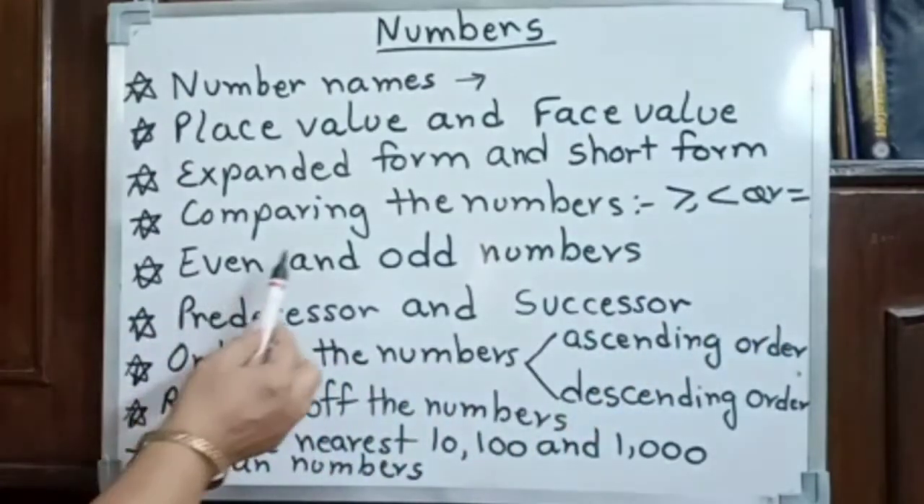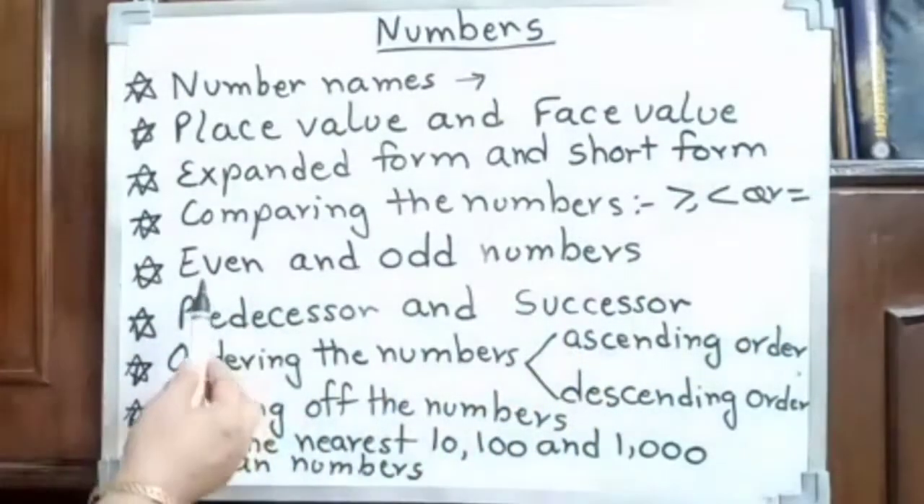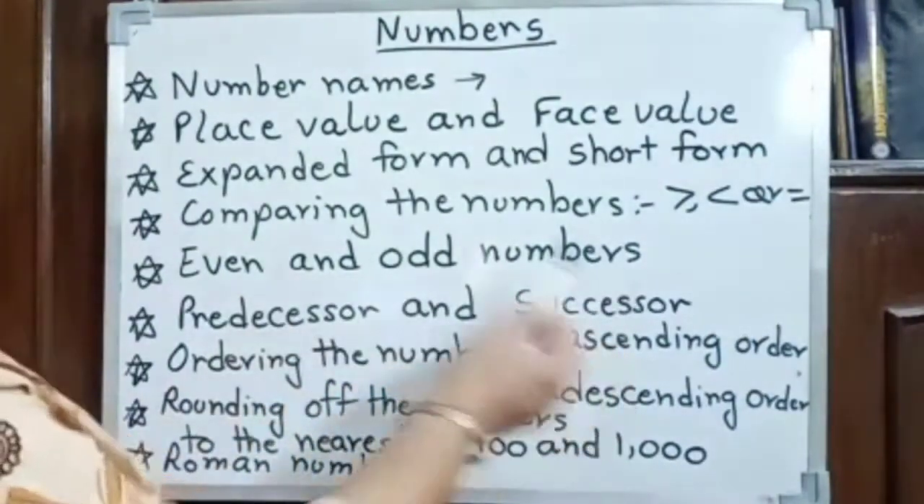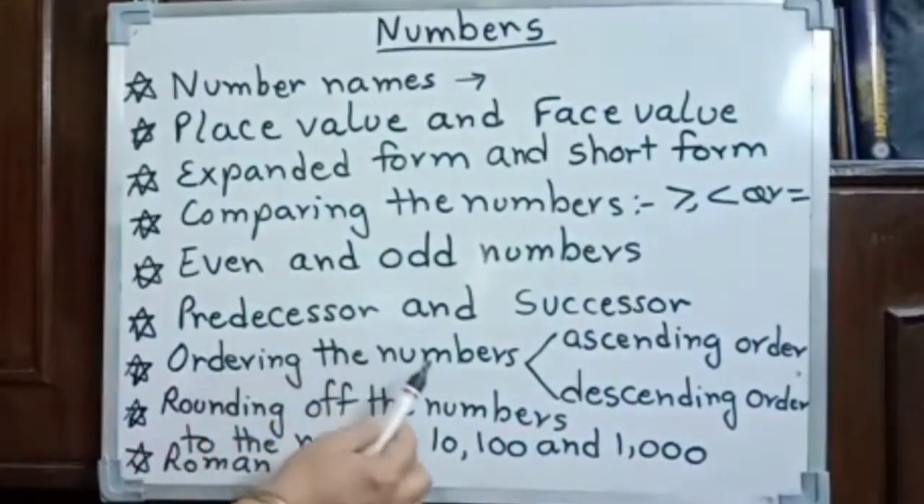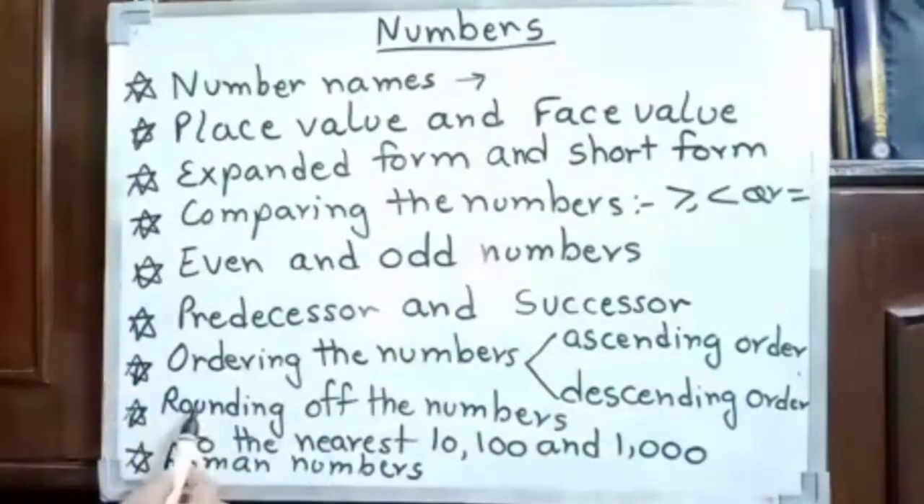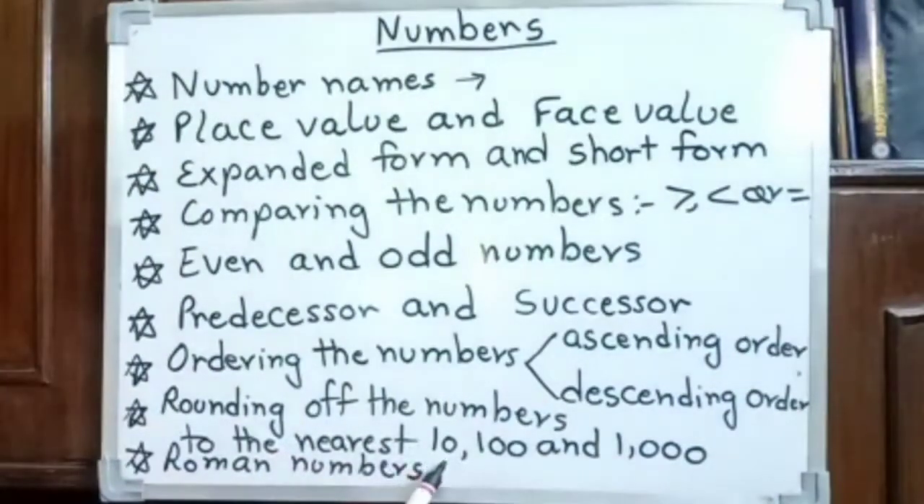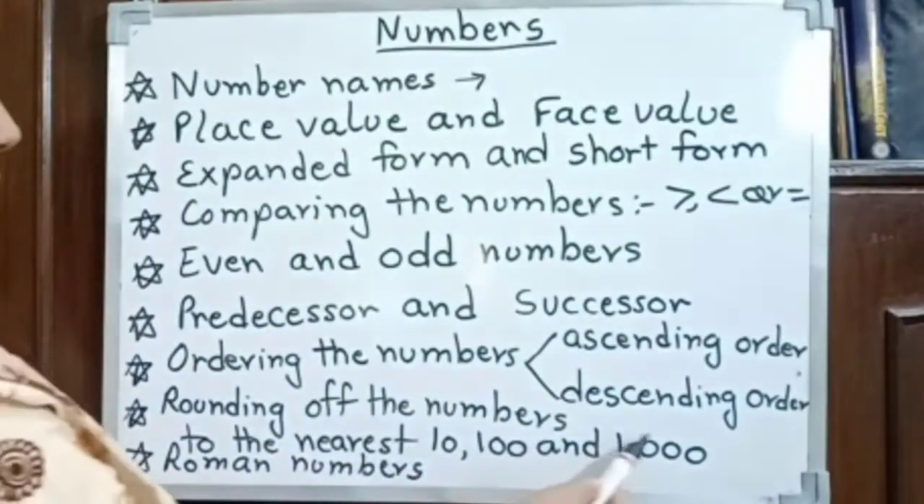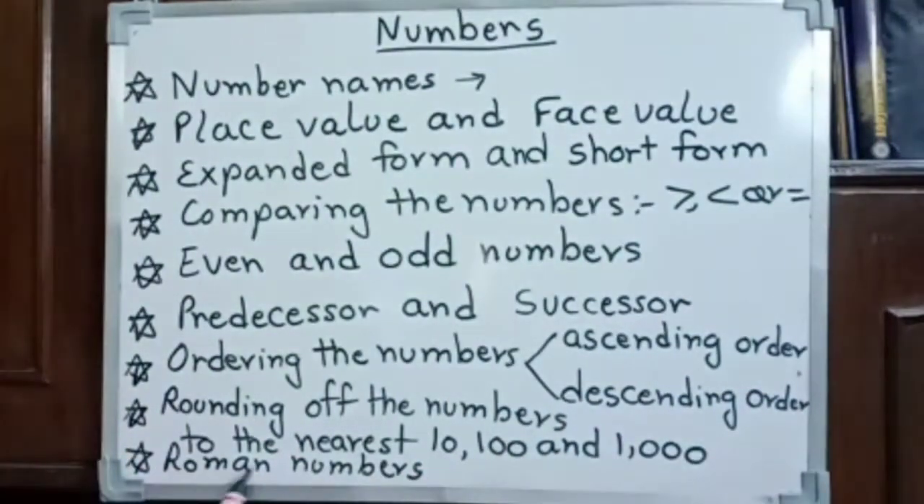Then we have even and odd numbers, then predecessor and successor, then ordering the numbers, that is ascending order, descending order, then rounding of the numbers to the nearest 10, 100 and 1000, and then we have Roman numbers.